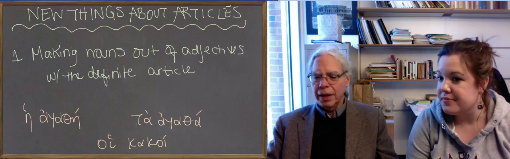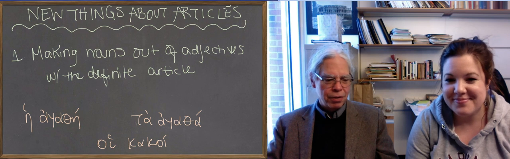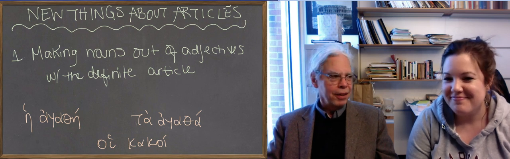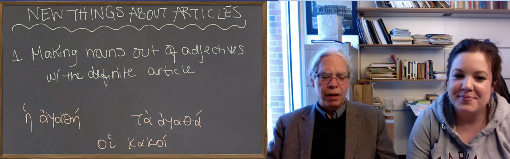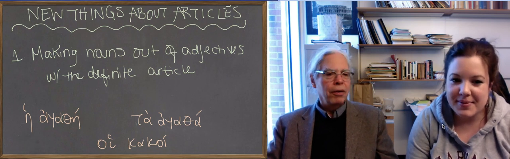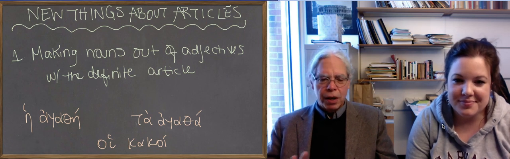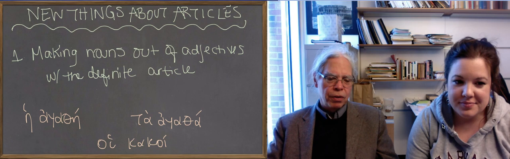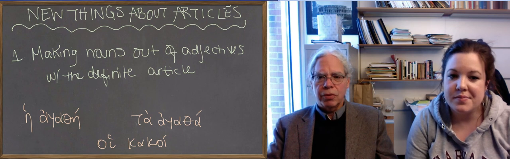So back in the 80s, there were these spaghetti westerns, like The Good, the Bad, and the Ugly, right? You take an adjective, good, and you stick an article in front of it, and it becomes a noun. Okay, in Greek you can do that too, because Greek is an Indo-European language. But Greek has the additional feature that English does not have of having grammatical gender. So it can do things that English can't do.